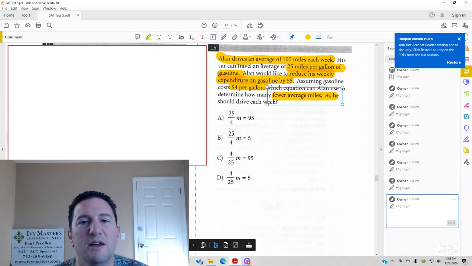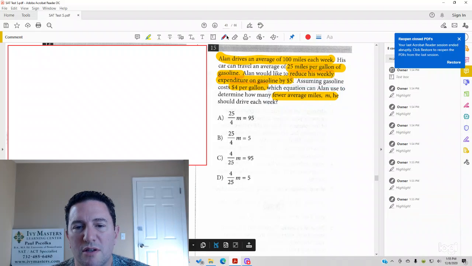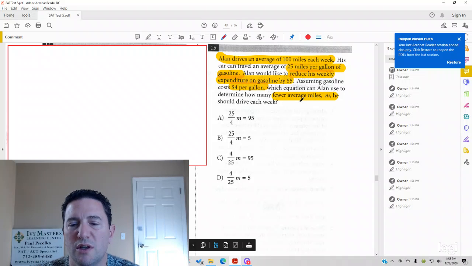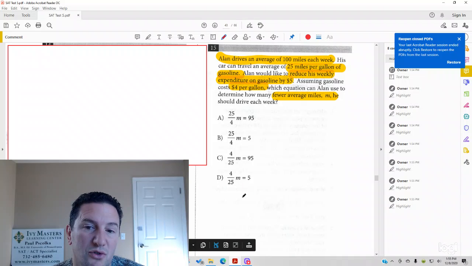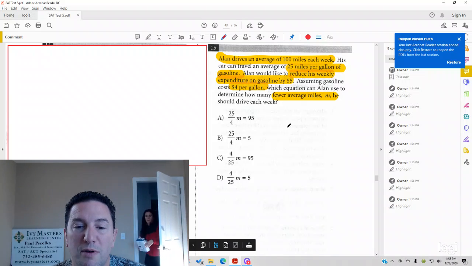I said that twice. Anyway, looking at your answer choices, this is one where you wonder how to get it started off the ground. Usually for a question like this, you're doing stoichiometry. The question asks about miles, so miles has to be on top, but miles is already in all the answer choices. But notice it says that he wants to reduce his weekly expenditure by $5. So you might expect 5 to be on the other side of the equation.